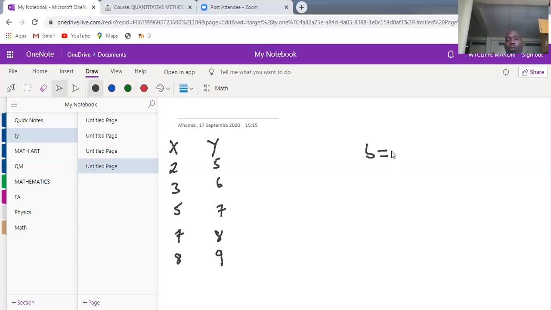b is equal to n summation of xy minus summation of x, summation of y, everything over n summation of x squared minus summation of x, into bracket, squared. So basically that is how we get the value of b. That is how we normally get the value of b.